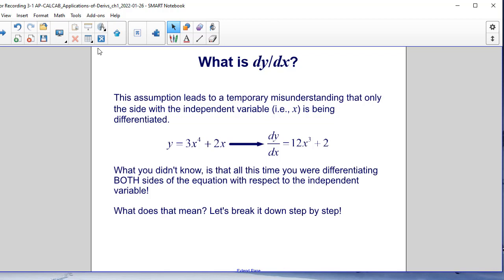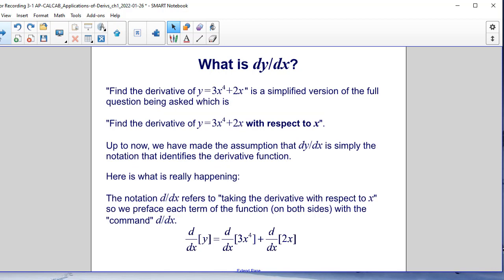We're going to break this down step by step. When we say the phrase, find a derivative of y equals 3x to the fourth plus 2x, that is a simplified version of the full question being asked, which is, find a derivative of y equals 3x to the fourth plus 2x with respect to x. This last phrase has been assumed, and we have not really been mentioning it.